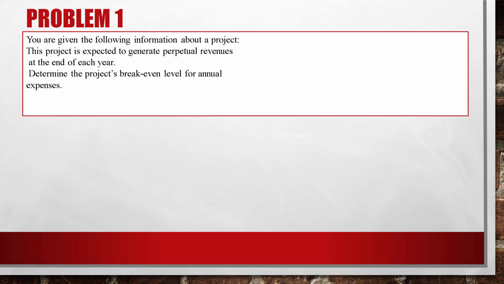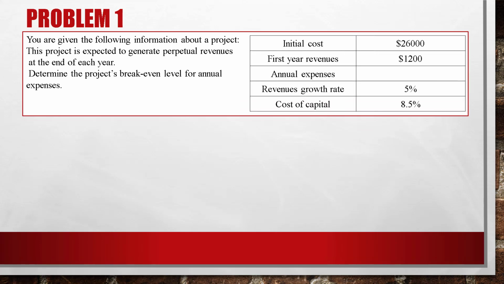Problem 1. You are given the following information about a project. The project is expected to generate perpetual revenues at the end of each year. Determine the project's break-even level for annual expenses. The initial cost is $26,000. The first year revenues is $1,200. Annual expenses is what we have to evaluate. The revenues growth rate is 5%, and the cost of capital is 8.5%.